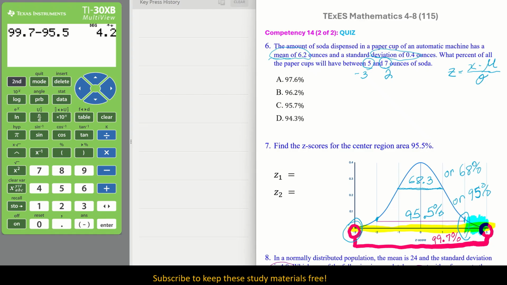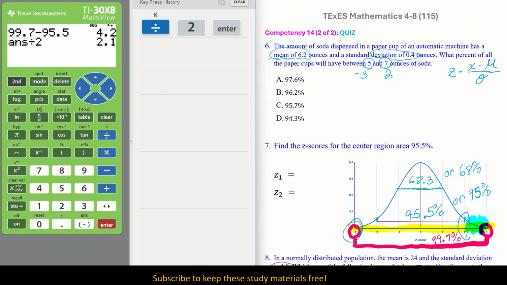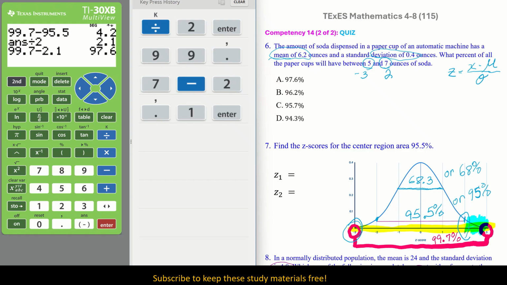Well, I've got a two-tail situation. How do I figure out what that one tail is I need to get rid of? Well, just divide by 2. So I need to subtract 2.2 from my 99.7. Let's check this out here. 99.7 minus 2.1. Voila, it's A.